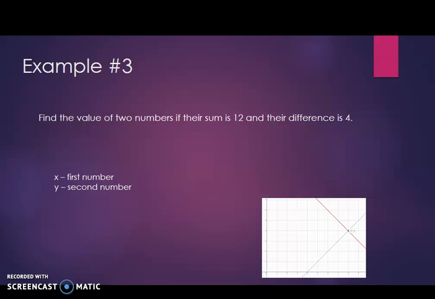Write your equation. So I've got 2 numbers that are going to add. Their sum is going to be 12. So I've got a first number, x. I've got a second number, y. Those have to add to give me 12. And then I've got the same 2 numbers, but now their difference is going to be equal to 4.